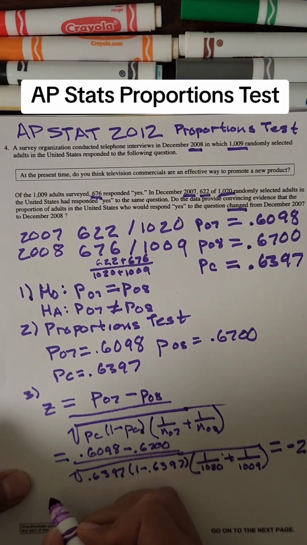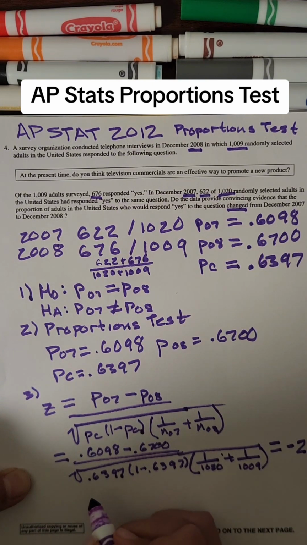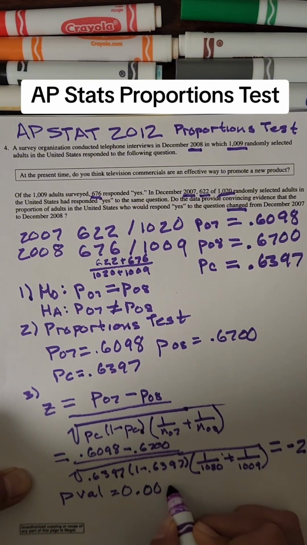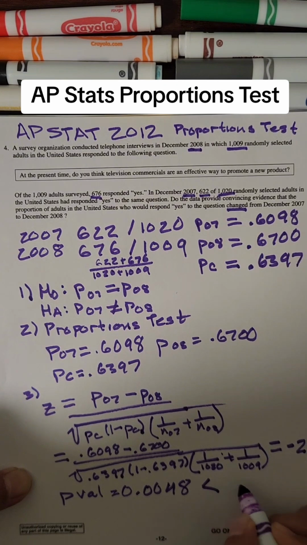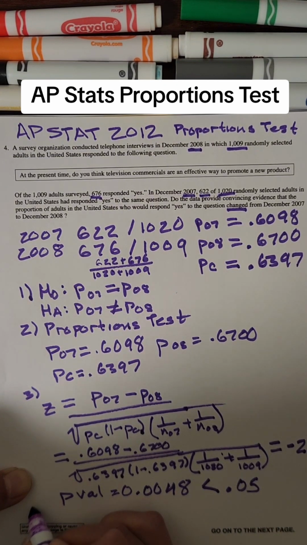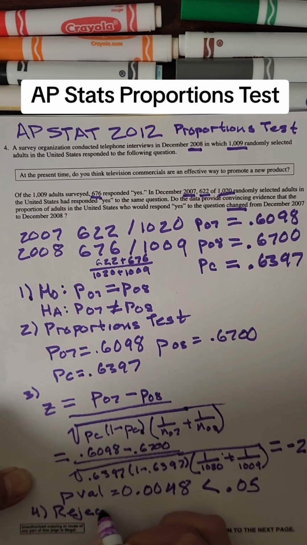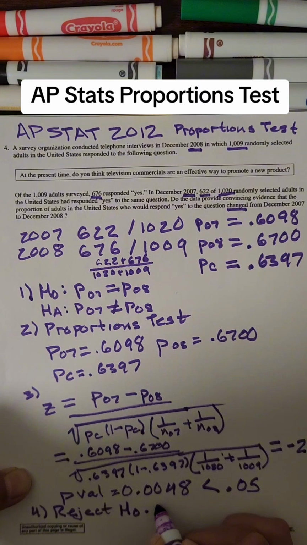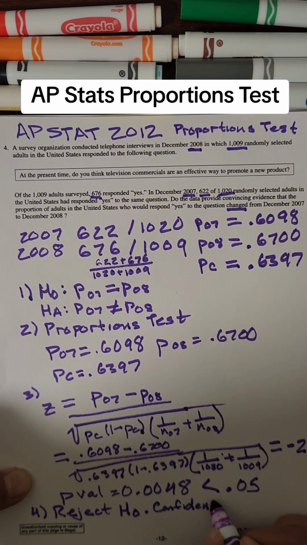So you're going to look that up in your Z table, and you're going to see that the p-value corresponding to the Z value, or the Z score, is 0.0048. And this is much smaller than the 0.05 critical value. So you're going to say reject the null hypothesis. You are confident that the proportions are different. Confident that the proportion saying yes are different. And done.